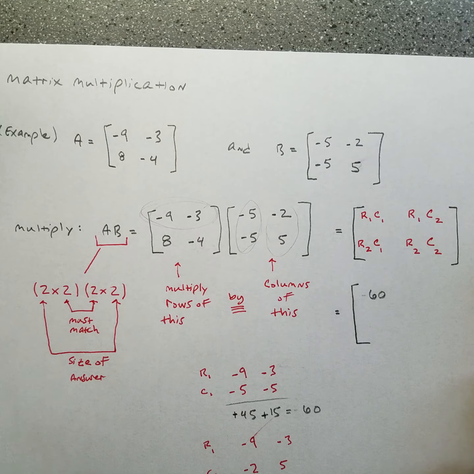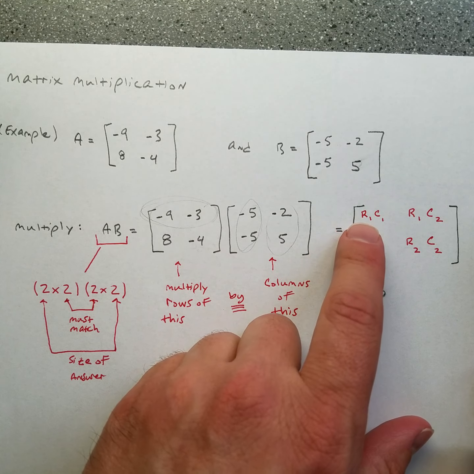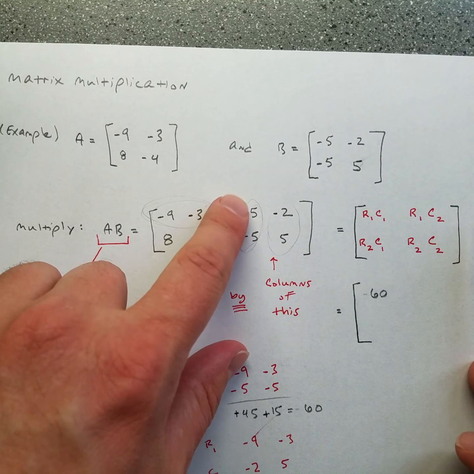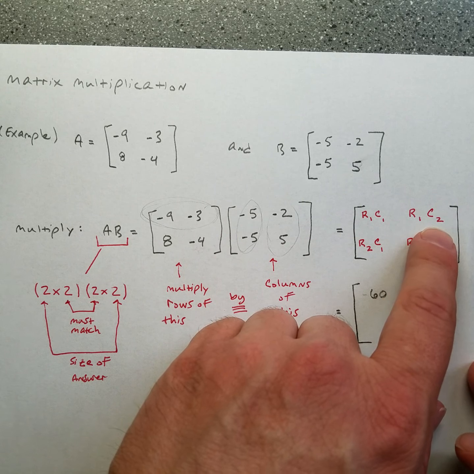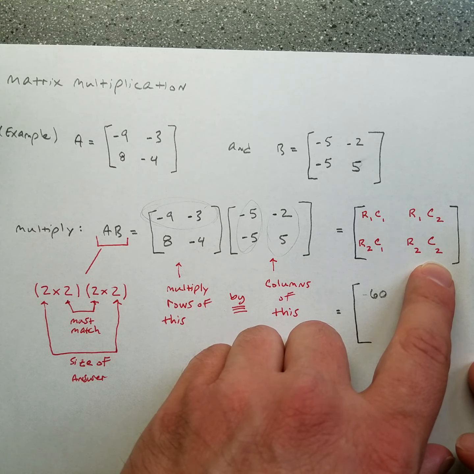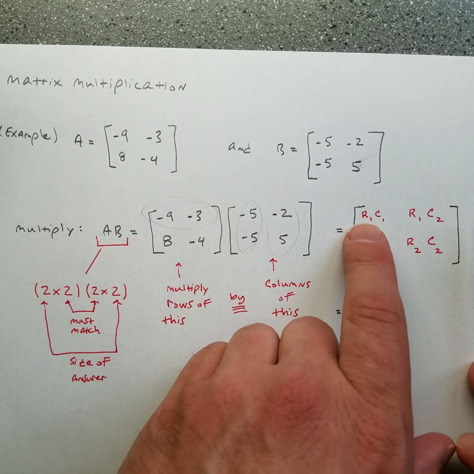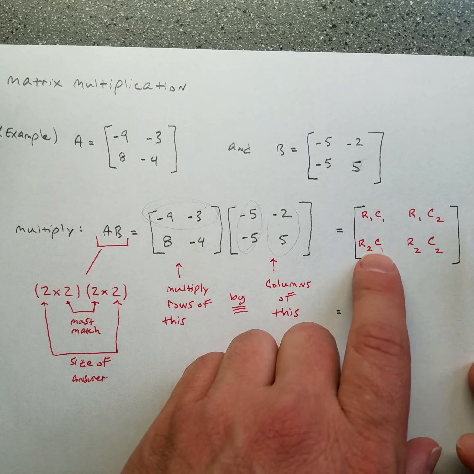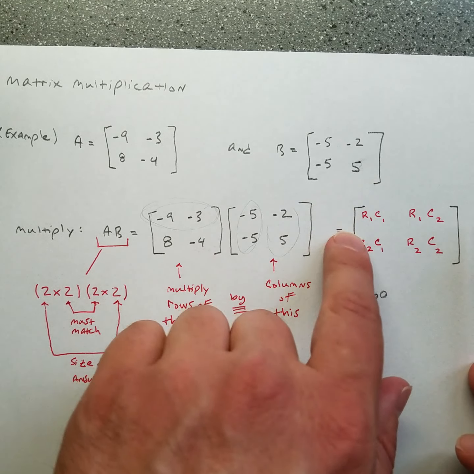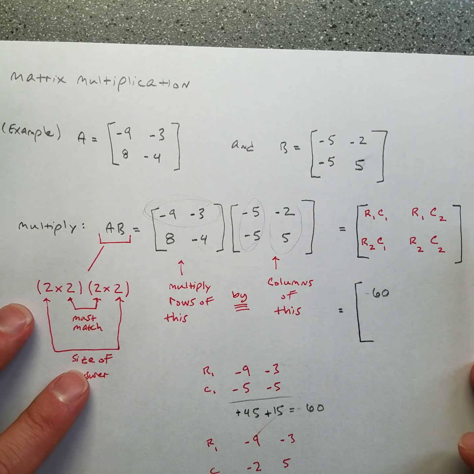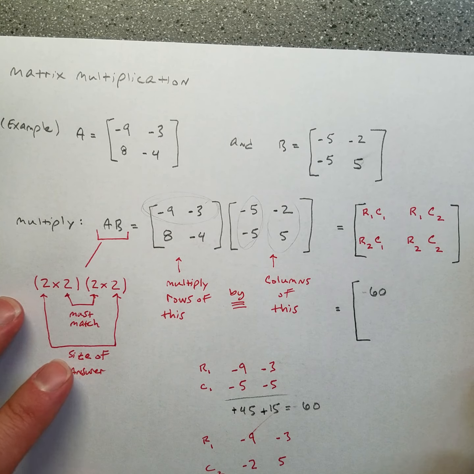Now, this is our first example. We'll do another one, and we'll get used to it. It goes like this: row 1 times column 1, row 1 times column 2, row 2 times column 1, row 2 times column 2. See the pattern? R1, R1, R2, R2, C1, C2, C1, C2. That's how we would multiply the rows of the first one by the columns of the second one. Now, here's what that looks like.